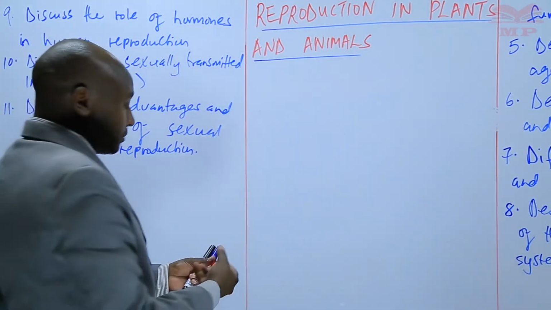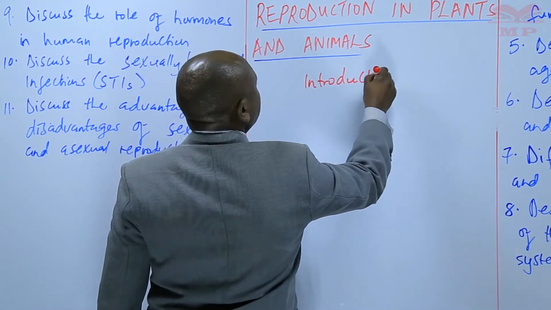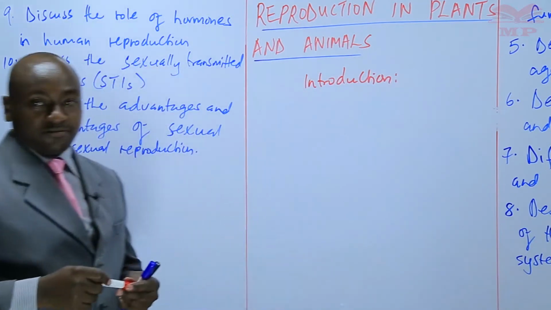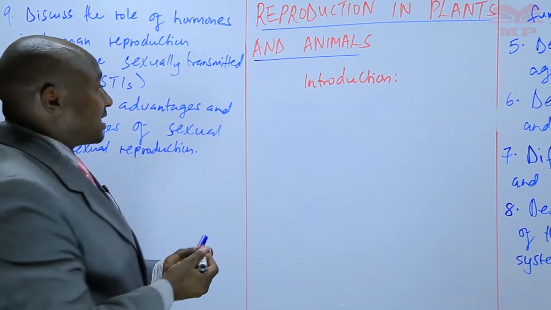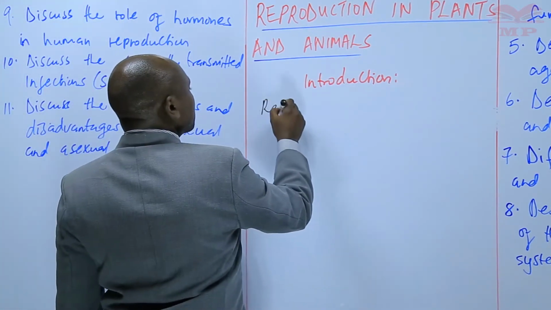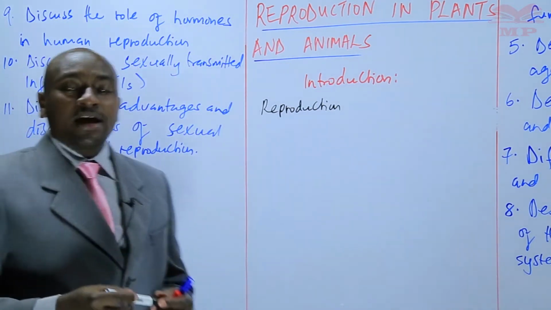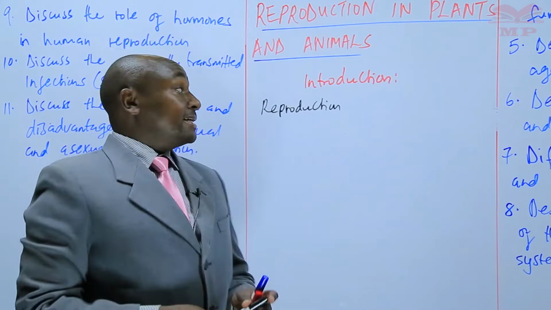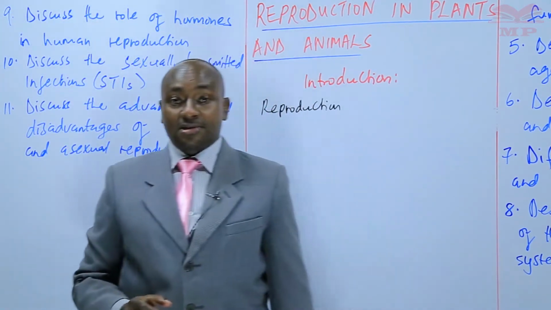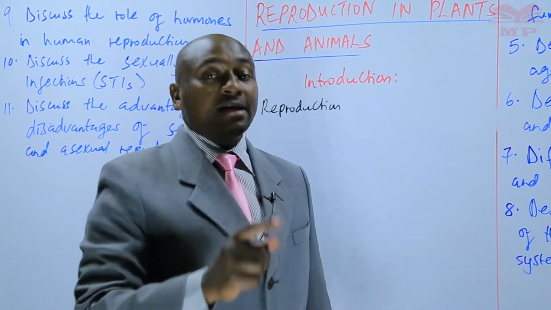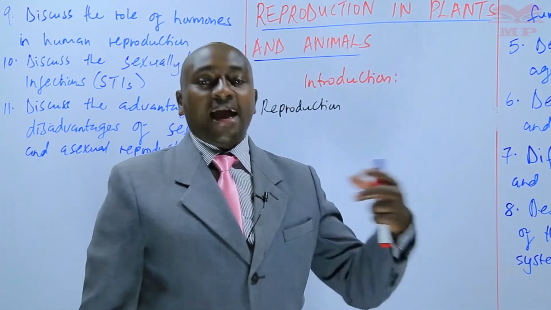And in this introduction, we want to understand the first objective, and that is the meaning of reproduction. We can say that reproduction, which is one of the characteristics of living organisms, is the ability of mature organisms to give rise to offspring of their own kind.